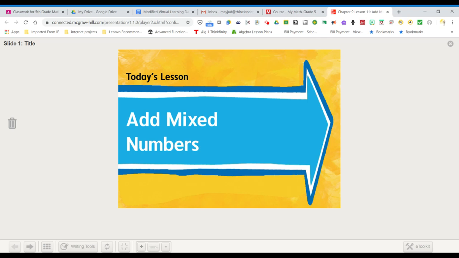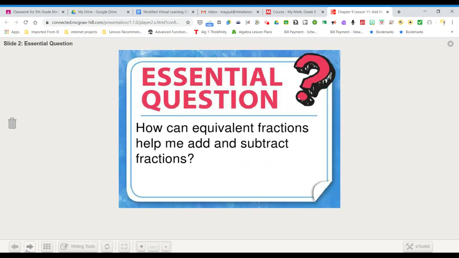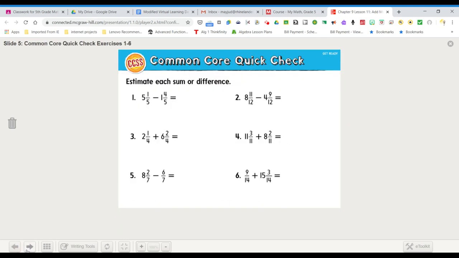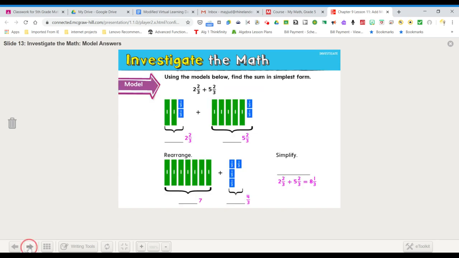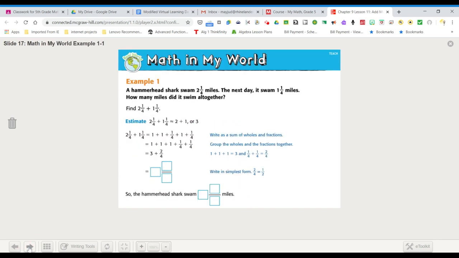So yesterday we spent some time talking about how to add mixed numbers by modeling. Today we are simply going to do the addition of that. So if you want to pause your video and turn to Chapter 9, Lesson 11. And when we're looking at the math in my world for today, starting with example 1.